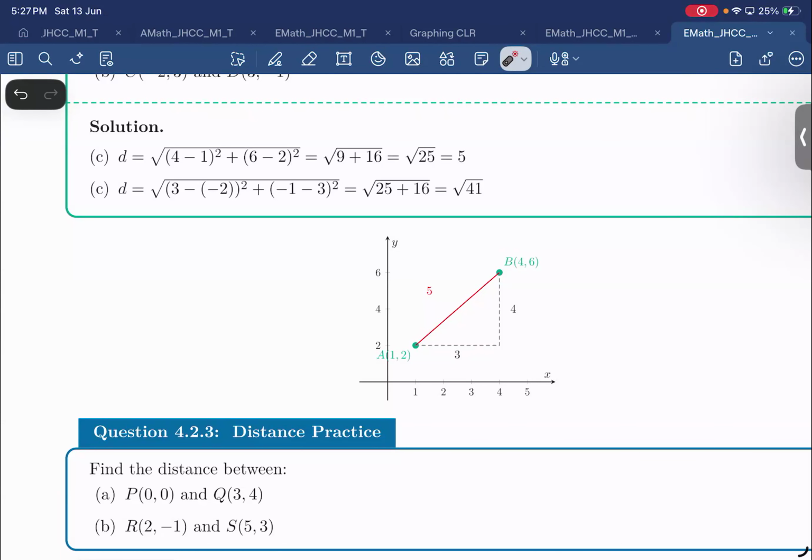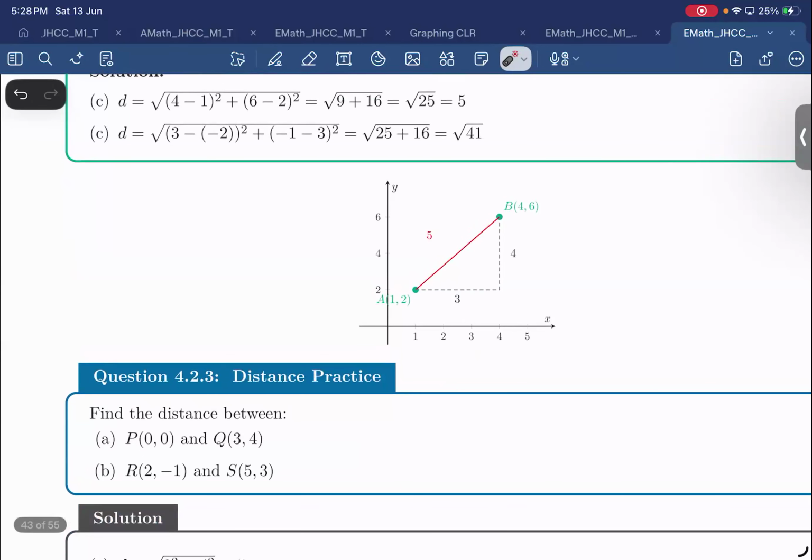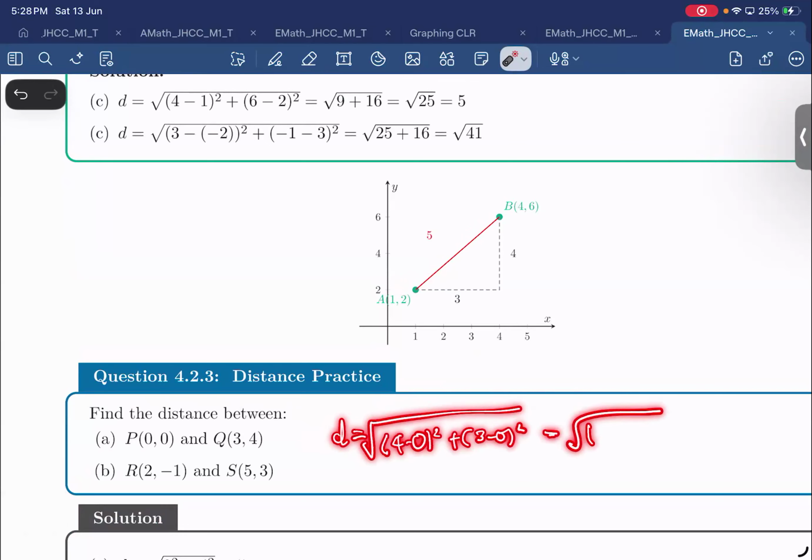Okay, so this one is quite straightforward. This is the formula, right? So it's a square root. For part A, it's going to be the square root of 4 minus 0 squared. Just don't care about the 0. 4 minus 0 squared plus 3 minus 0 squared, which is the square root of 16 plus 9, which is the square root of 25, which is 5.